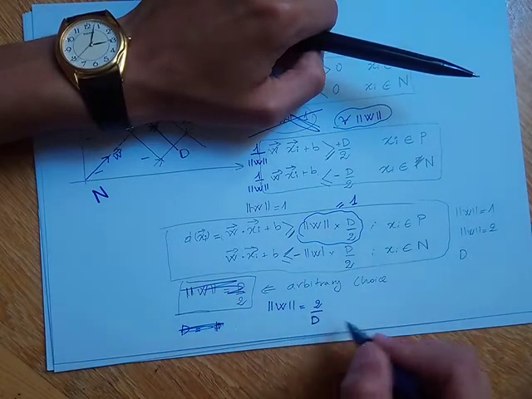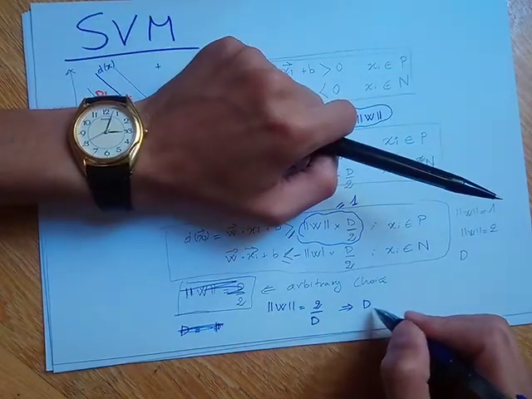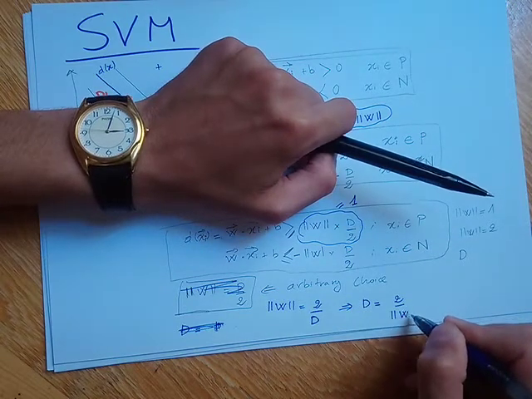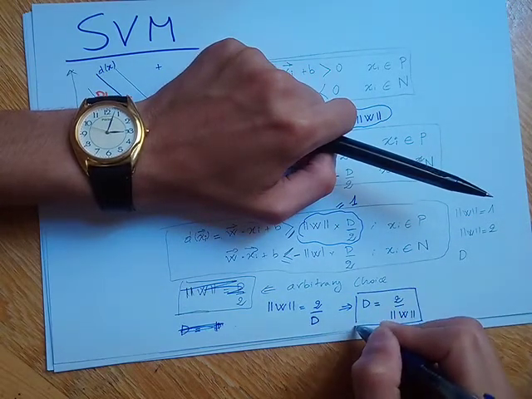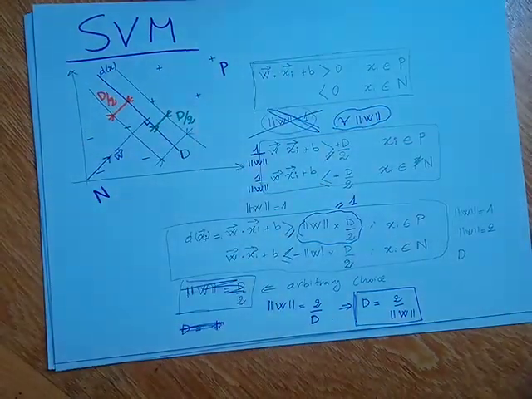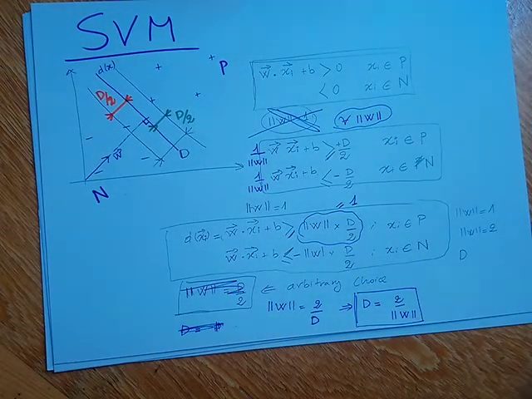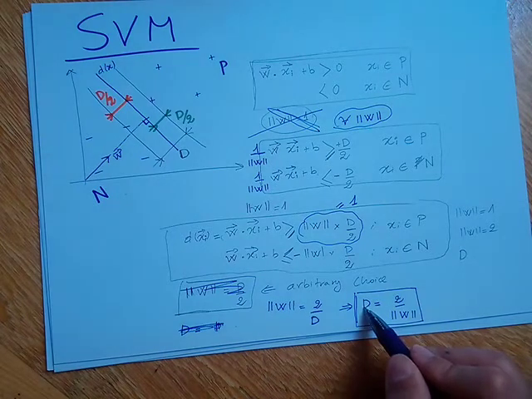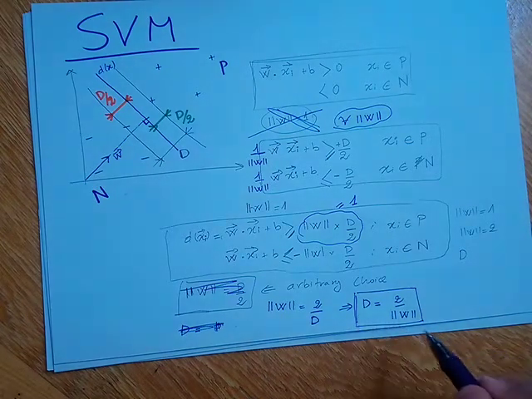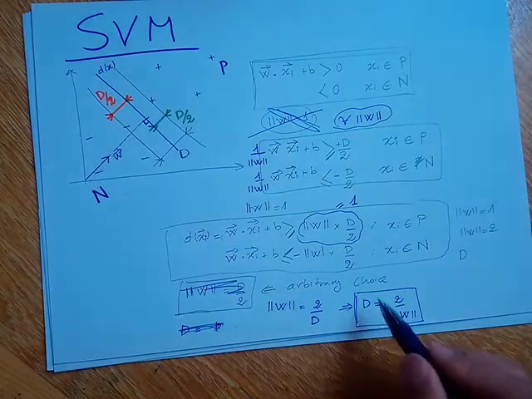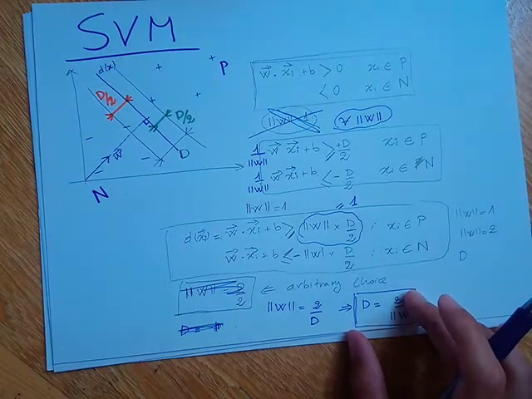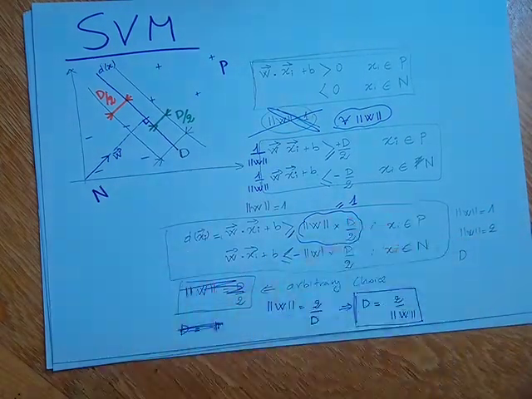So W is equal to 2 by d, and this means that the width of the margin is equal to 2 divided by the magnitude of W. So this is the expression of the width of the margin. So now I can see that if the W increases, then d decreases, whereas if W decreases, then d increases. But the thing here is, I need to take into account this constraint here.